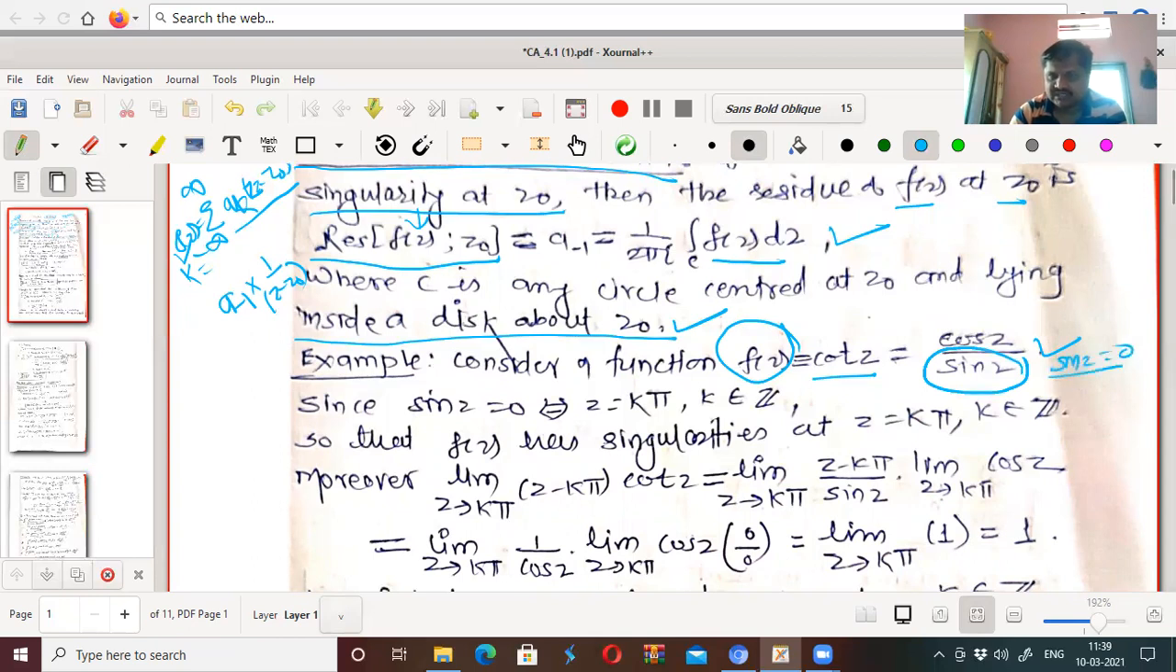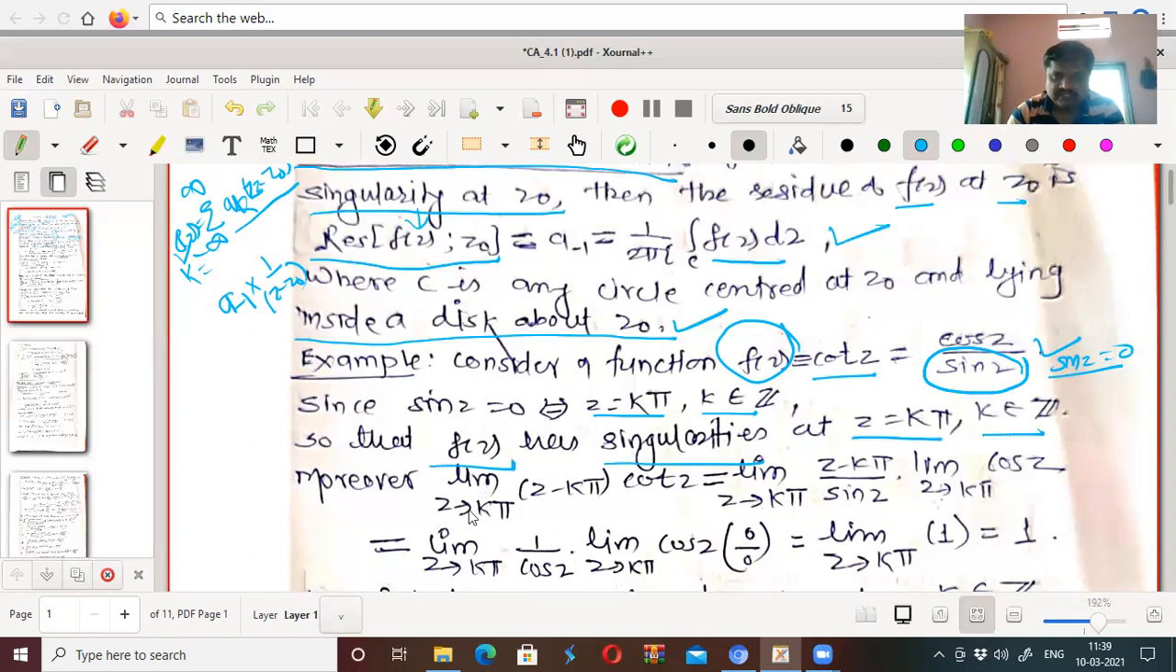Now where will this happen? Sin z equal to 0 if and only if z is equal to k pi, where k is any integer. Therefore, z equal to k pi, where k belongs to the integers, are the singularities of f of z, and these are simple poles. So there are isolated singularities at z equal to k pi, k belongs to the integers.